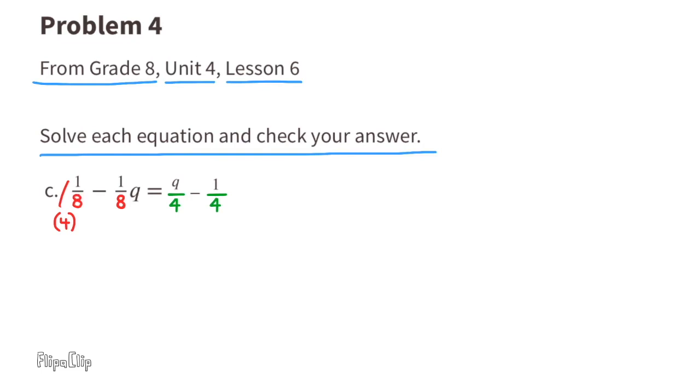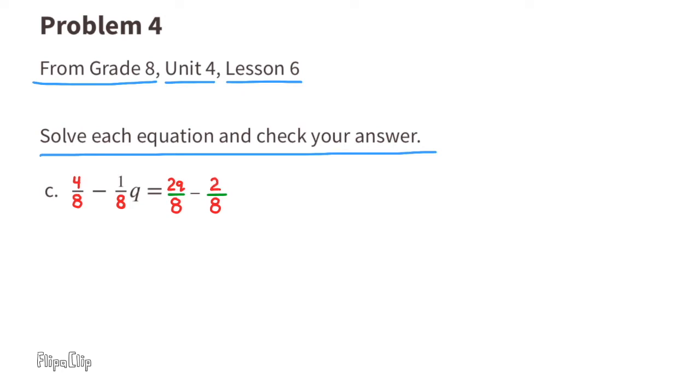So 1/2 becomes 4/8. We need to multiply the numerator and the denominator times 2. So 4 becomes 8 and q becomes 2q. And for this last term on the right, we need to multiply the numerator and denominator by 2. So the 4 becomes an 8 and the 1 becomes a 2.